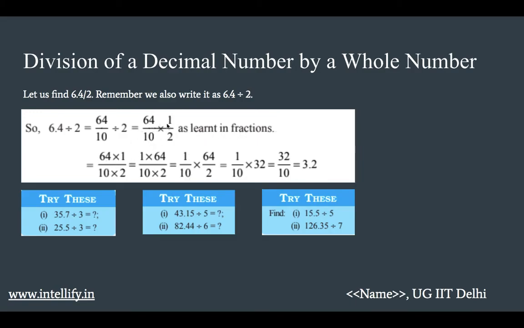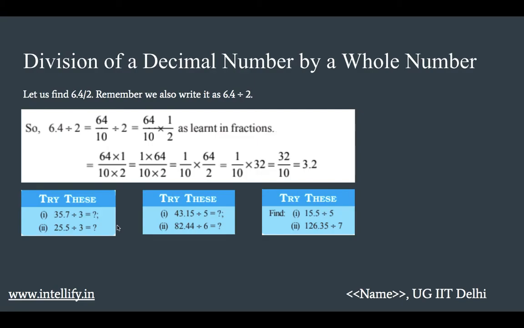So how do we multiply these? 64 into 1 divided by 10 into 2, that is 20. So 64 by 20, that could be 32 by 10, and this will be 3.2. These are for you to try yourself, but I'll try to do some of these right now.